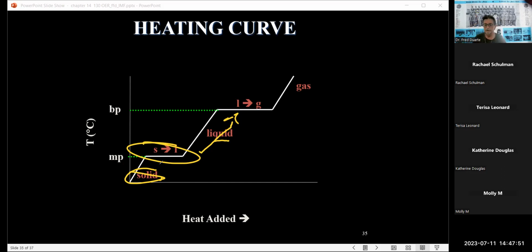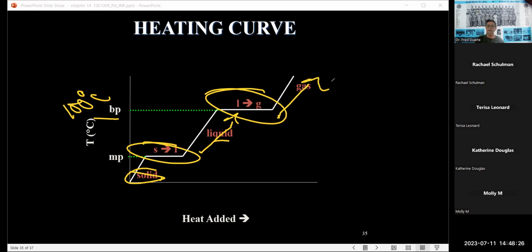When it hits the second plateau, we have another plateau where the energy again is being utilized to convert all of that liquid into gas. And the intermolecular forces, if they're strong, it's going to take a lot of energy, and that boiling point is a little bit higher. Normally for water, this is at 100 degrees. Some molecules require a little bit higher temperature. Then finally, when all that liquid has been converted to gas, we have an increase in temperature again, okay?